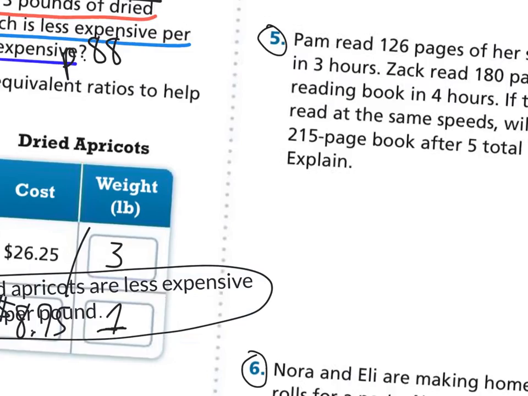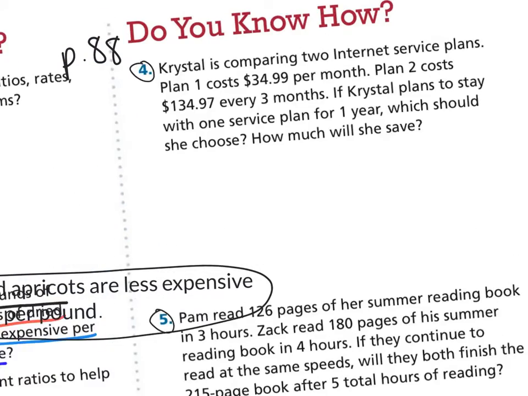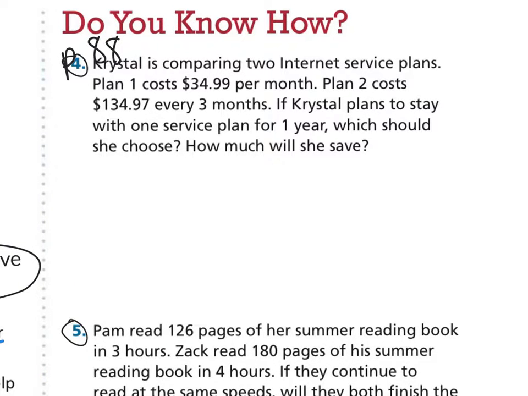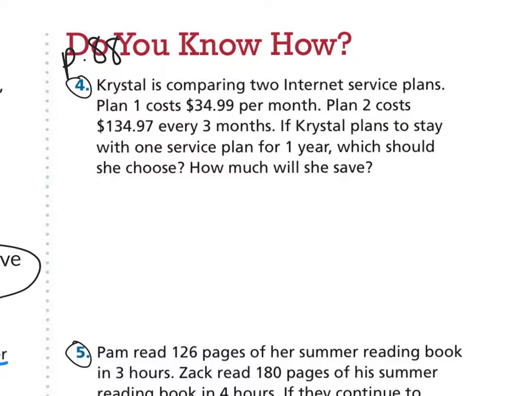We're going to move over to number 4. So number 4, Crystal is comparing 2 internet service plans. So plan 1 costs $34.99 per month. Plan 2 costs $134.97 every 3 months. If Crystal plans to stay with one service plan for 1 year, which should she choose, and how much will she save?